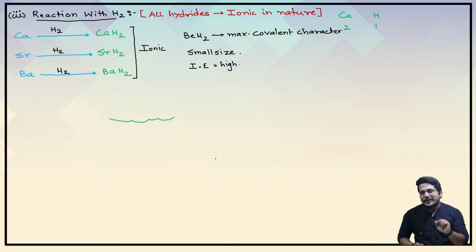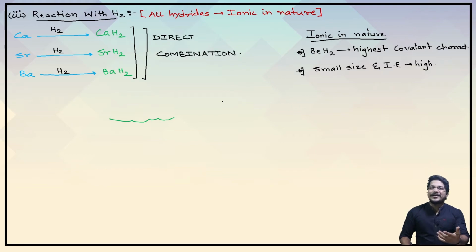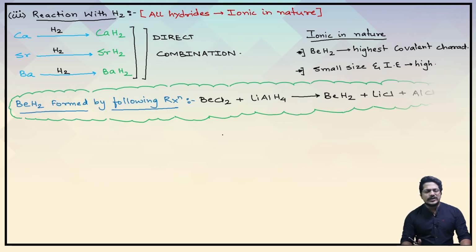There is one more anomalous property of beryllium hydride. Let's check that also. Now beryllium and hydrogen cannot be combined directly. If we want to make beryllium hydride, then we need to take a special reaction into consideration. We can't make it by direct combination. So how will we produce beryllium hydride? Let's check. To produce beryllium hydride, we would take BeCl2 and treat it with a champion reducing agent, lithium aluminium hydride. You remember the champion reducing agent? We said this earlier, okay? Its name is lithium aluminium hydride, but we would refer to it as the champion reducing agent.